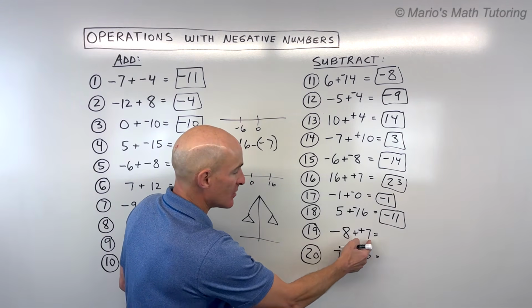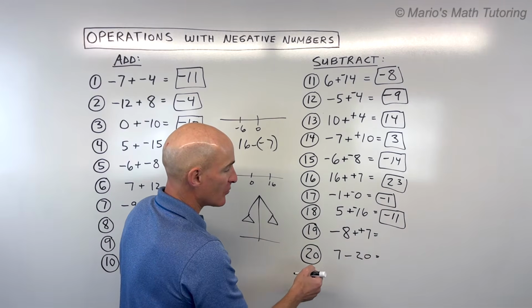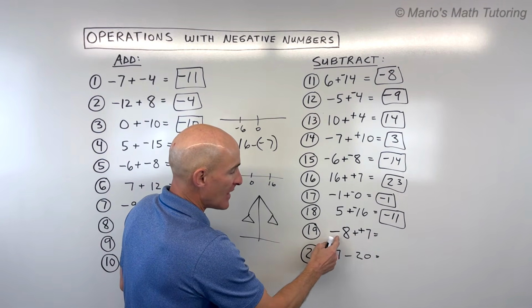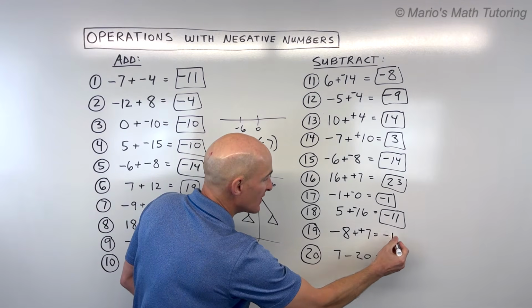And then for number 19, when you subtract, adding the opposite, right? So you always want to change that second number, not this one, the one over here to the right. More negatives than positives. How many more negatives? 1 more, so this is -1.